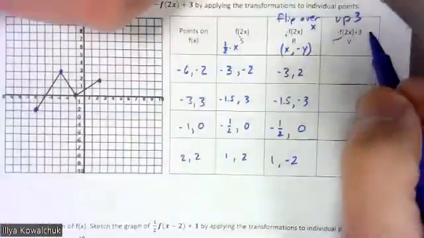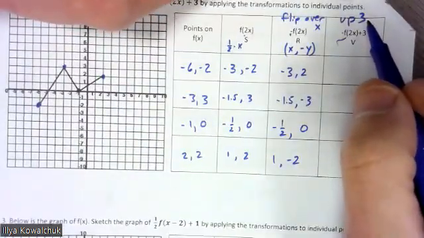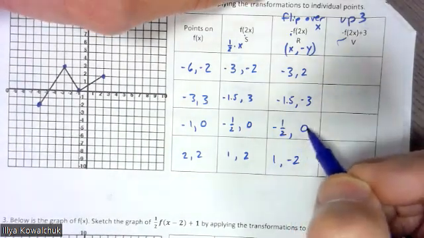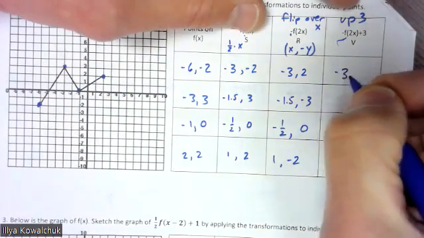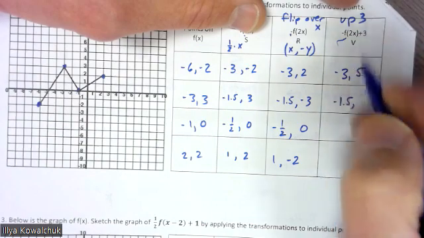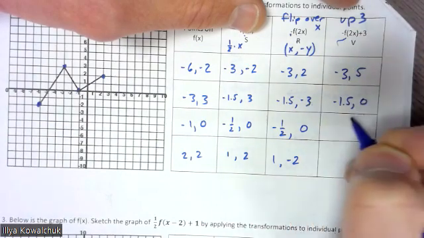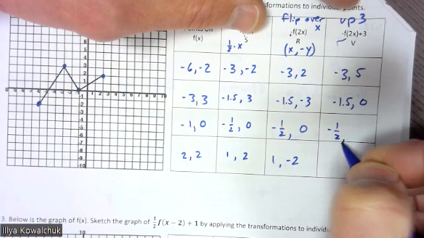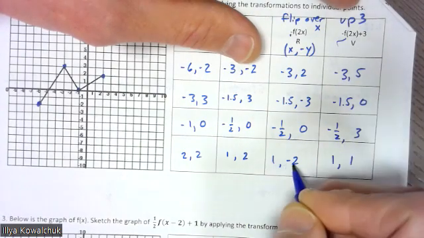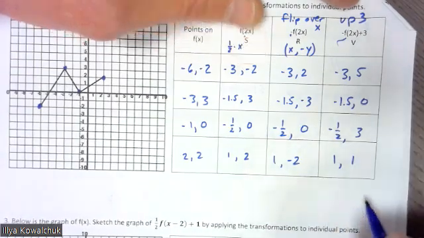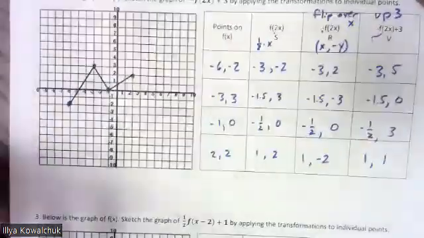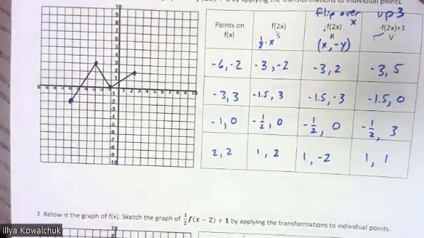Now, for our fourth change, we have a vertical shift of up 3. What that means is that all of our y values are going to be increased by 3. So we have -3, comma 5, -1.5, comma 0, because -3 plus 3 is 0. And then we have -1/2, comma 3, and then we have 1, comma 1. -2 plus 3 is +1. These are our final points that are going to give that shift to it. So let's go ahead and graph that and take a look.